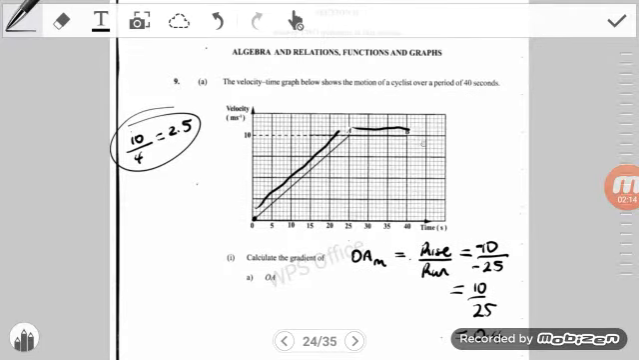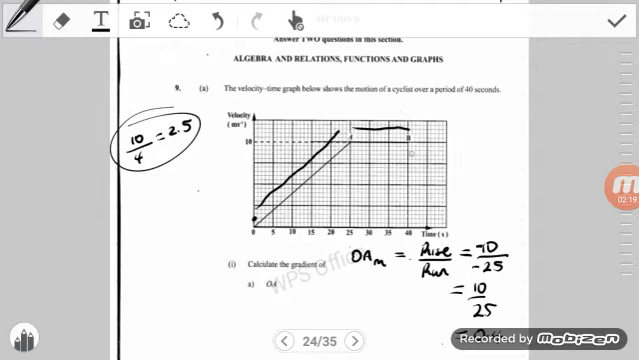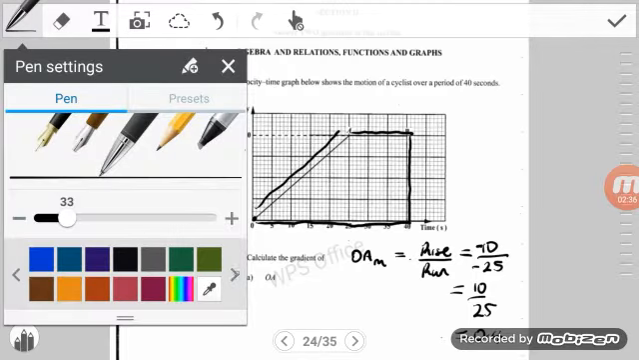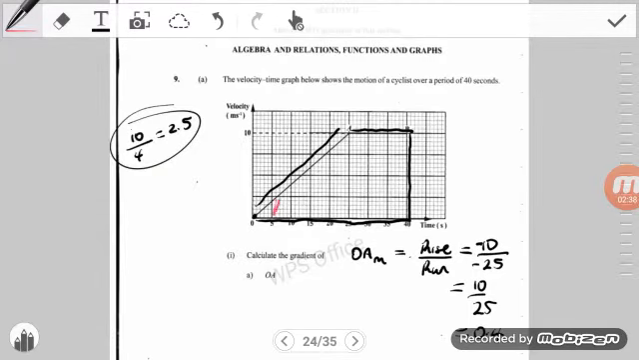Now, we're going to have to create a shape here. This is going to be a trapezium. Here you can see the shape. By creating this trapezium, we're going to find the area underneath the speed time graph.